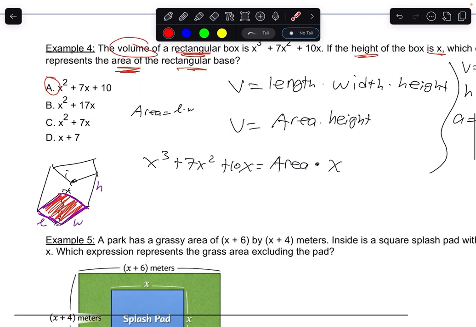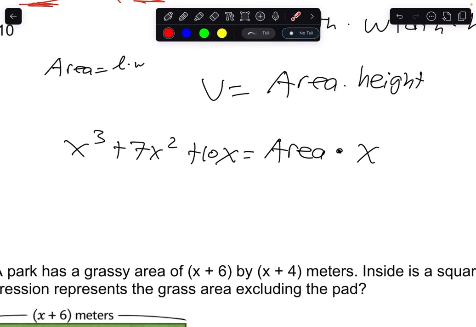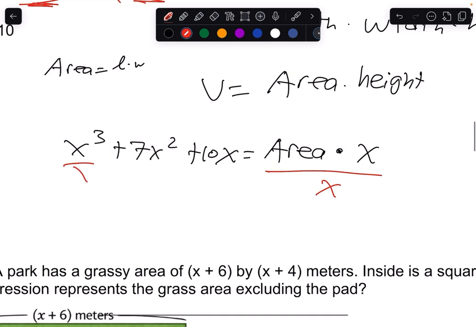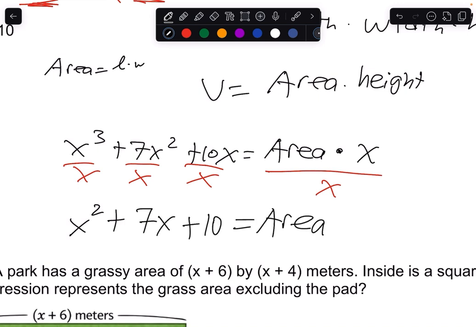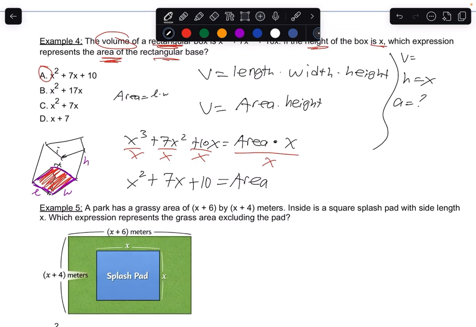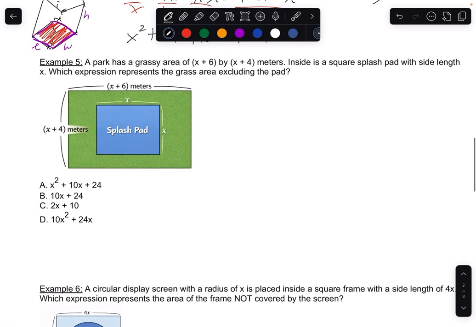The other way to approach it is, well, let's solve for area. Right now, it's area times x. I want to get the area by itself. So the opposite of multiplication is division. So let's divide both sides by x. Now on the left side, we're dividing everything by x. That means 3 x's on top, 1 on bottom. One of them cancels, and you're left with just 2 x's. 2 x's on top, 1 on bottom, left with just 1 x. And those x's just cancel, which means that area is that answer choice of A, x squared plus 7x plus 10. Fun question.